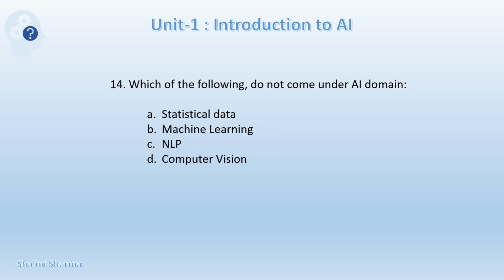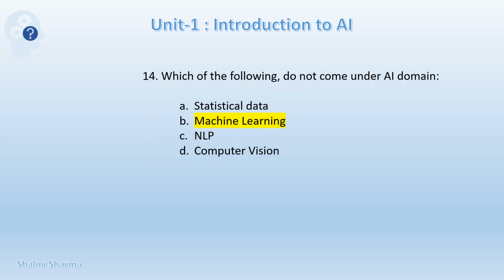Question 14. Which of the following do not come under AI domain? Option A, statistical data. Option B, machine learning. Option C, NLP. Option D, computer vision. And the correct response is machine learning. Machine learning is not under AI domain. Machine learning is a subset of artificial intelligence.